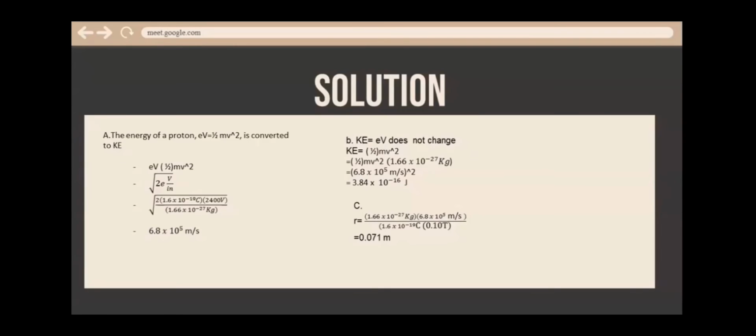Letter C. The radius equals 1.66 times 10 to the negative 27 kilograms times 6.8 times 10 to the 5 meters per second over 1.6 times 10 to the negative 19 times B. So the answer would be 0.071 meters.